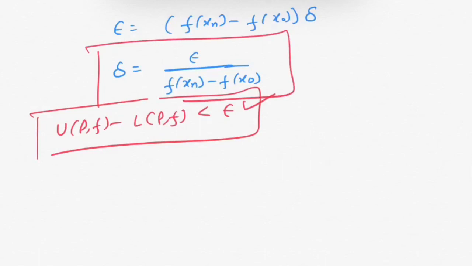Okay, so now this fulfills the condition of Riemann integrability. Hence f(x) is Riemann integrable. So this completes the proof that every monotonic function is Riemann integrable. Okay, so this video ends here.